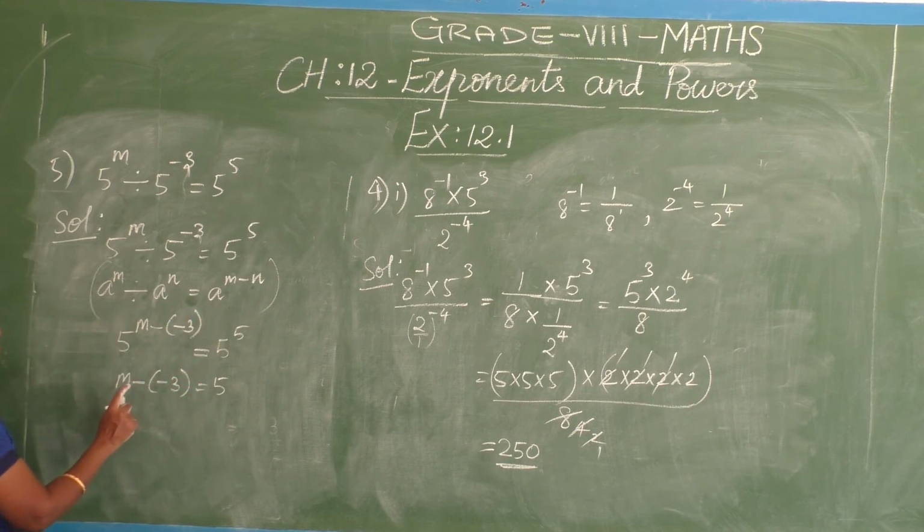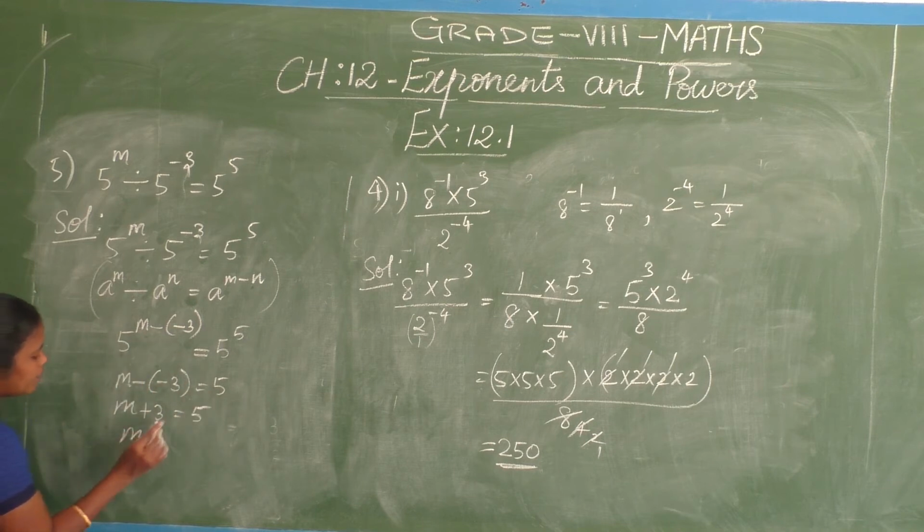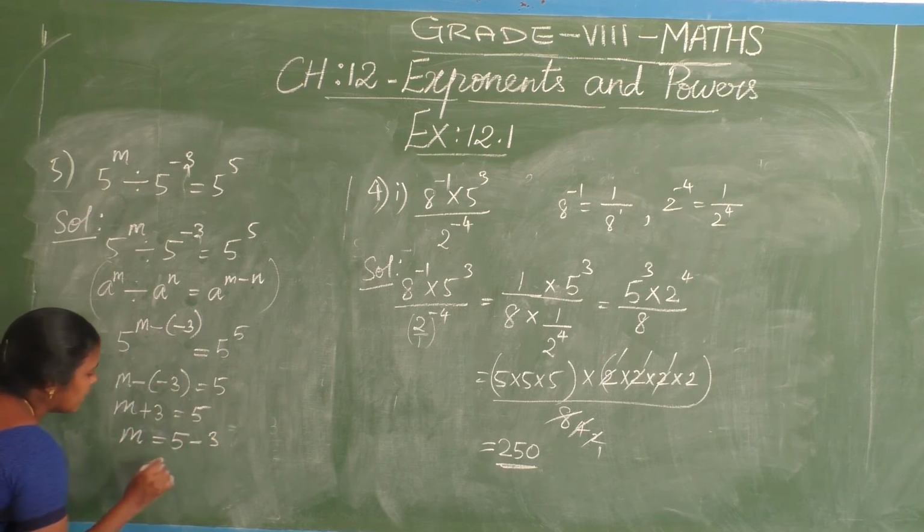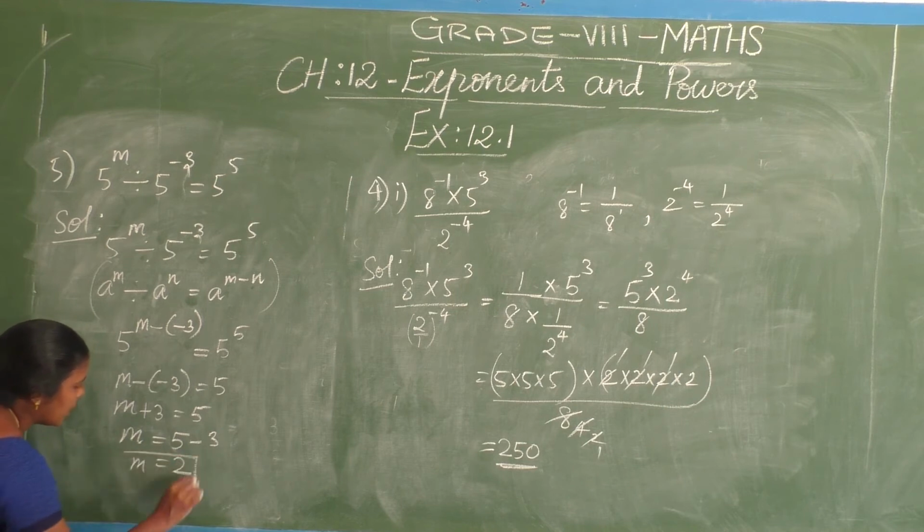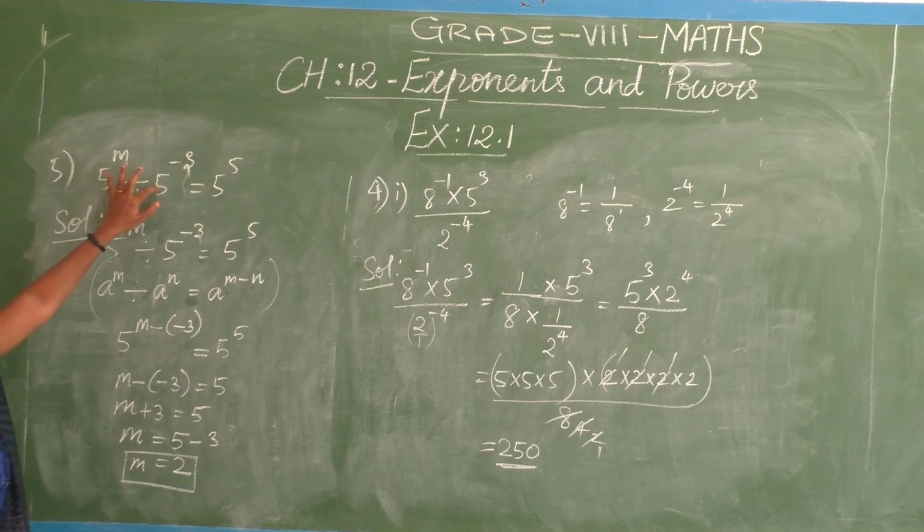So m into minus into minus. Minus into minus is plus only, no? So m plus 3 is equal to 5. We need m value. So linear equation you know how to solve. This plus 3 is to be taken to that side. At that time it becomes 5 minus 3 is equal to 2. So m value here is 2. 5 power 2 divided by 5 power minus 3 is equal to 5 power 5. Clear? You can verify by putting 2 in that m place. It comes correctly on the right side. So m value is 2.